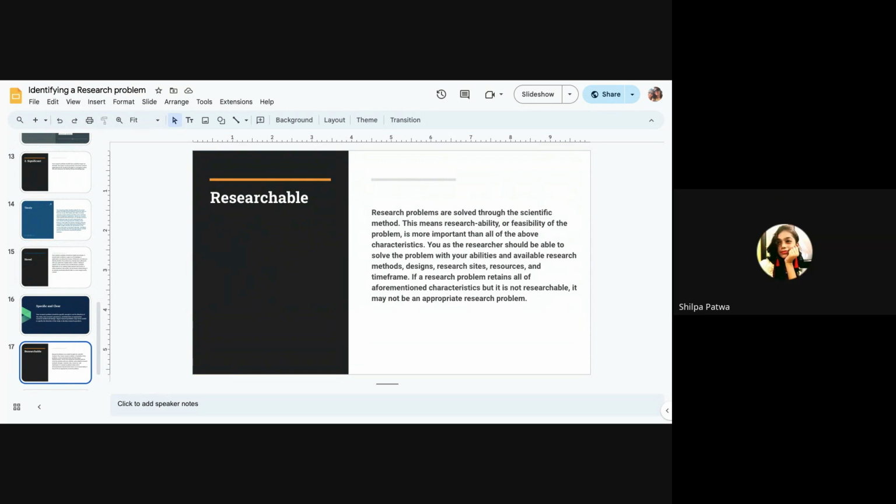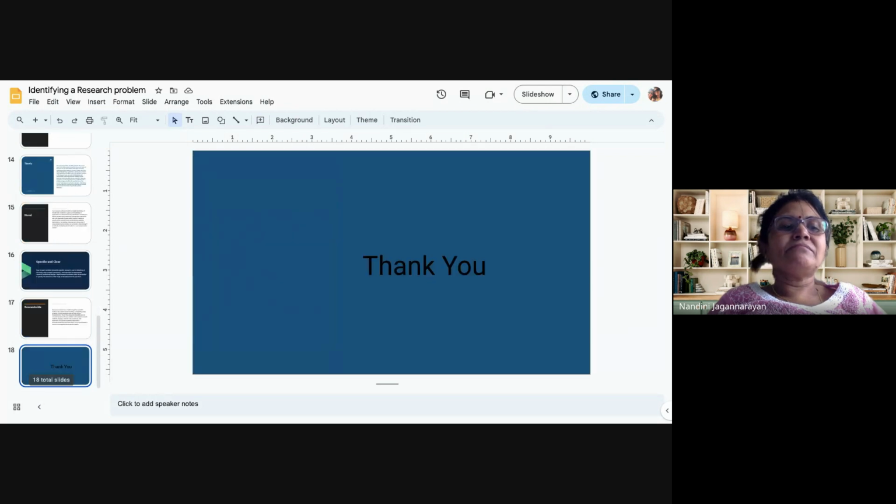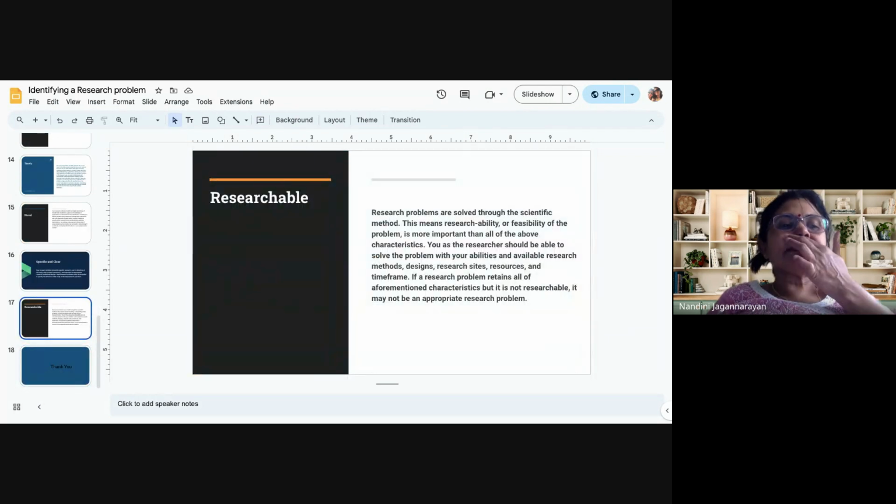Yes, ma'am. And plus, it has to be researchable. You cannot just say how to commute in Mumbai. That's not researchable. Be more specific. It was not clear when I said how do you commute in Mumbai: from where to where, what time, etc. It has to be clearly specified. These are some features that a research problem should possess.